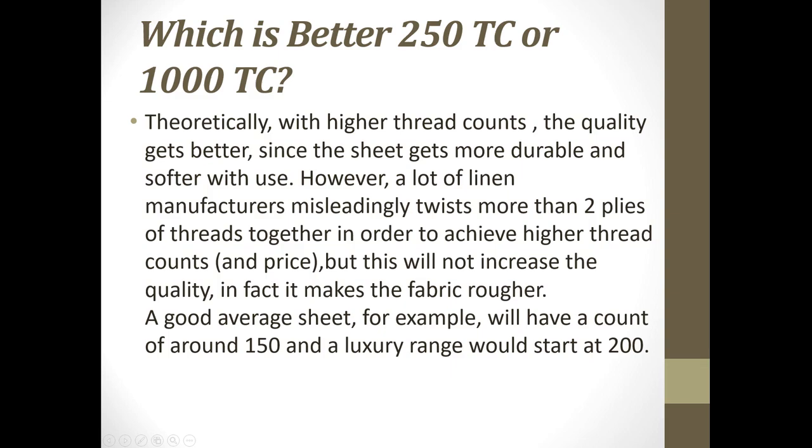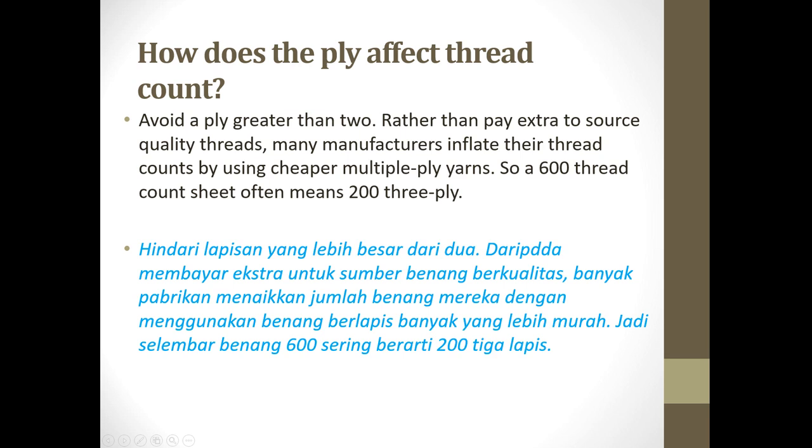Which is better, 250 TC or 1000 TC? Theoretically, with higher thread counts, the quality gets better, since the sheet gets more durable and softer with use. How does the ply affect thread count? Avoid a ply greater than 2.